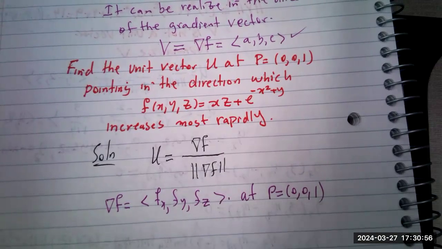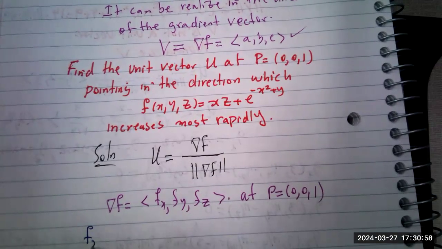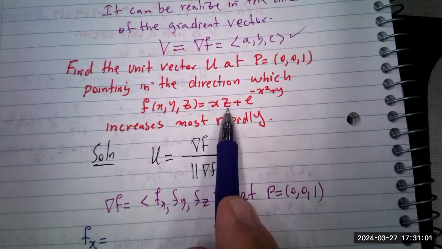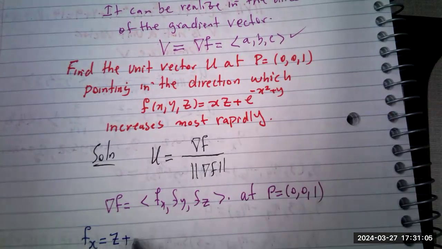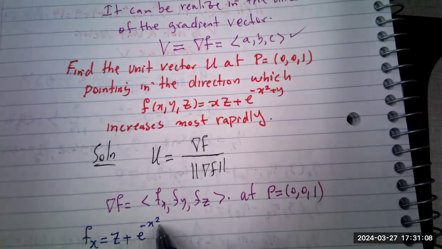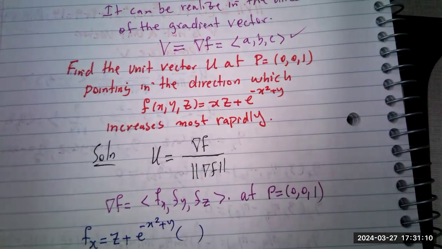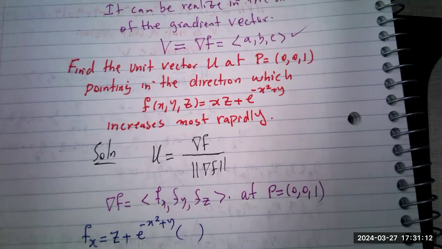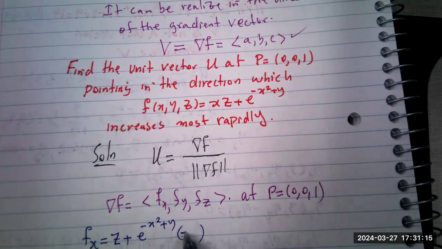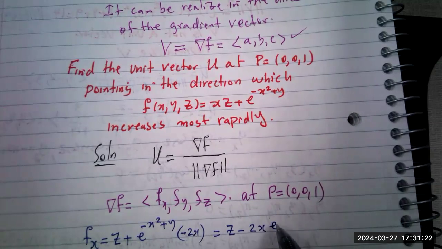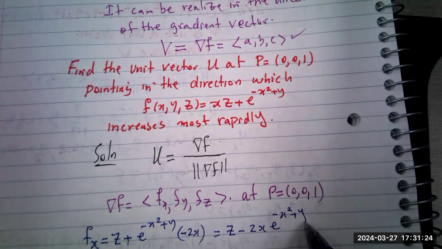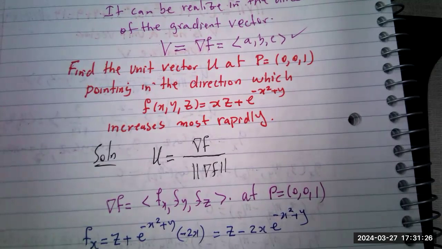Okay, so we go for f sub x, focus on x. The derivative of xz would be just z. The exponential function never changes, e to the negative x squared plus y, and you have to multiply by u prime. The derivative of the top with respect to x is negative 2x. So it would be z minus 2x e to the negative x squared plus y. Any question? But you have to find it at the given point.